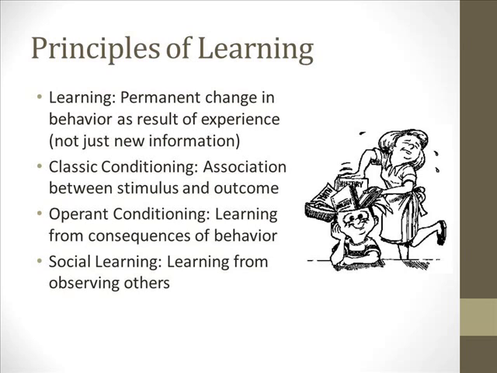And then there's lots of different ways to categorize learning. One of them is what's called classical conditioning. That's when there's an association made between a stimulus, remember a stimulus is just something that we sense, and an outcome. So again, hand on stove, ouch, hurts, I'm not going to do that anymore, boom, classical conditioning.